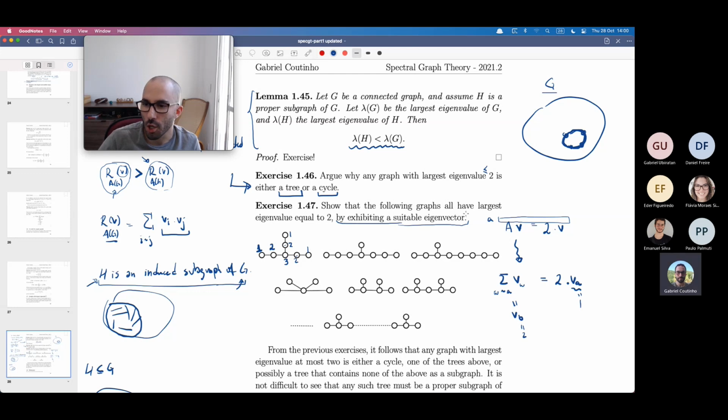How can I actually show that 2 is the largest eigenvalue? What guarantees that I cannot find an eigenvalue bigger than 2 for this graph? The largest eigenvalue is associated to a positive eigenvector. Exactly. The only eigenvalue that has an eigenvector with all entries positive is the largest eigenvalue, and I have just found an eigenvector with all entries positive.